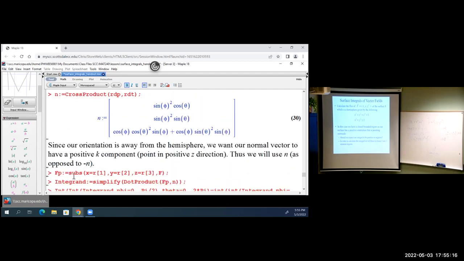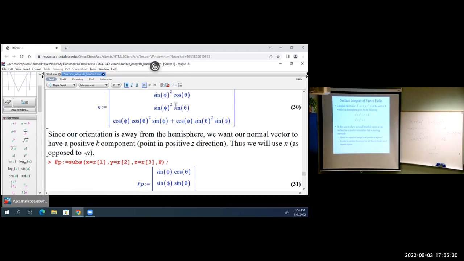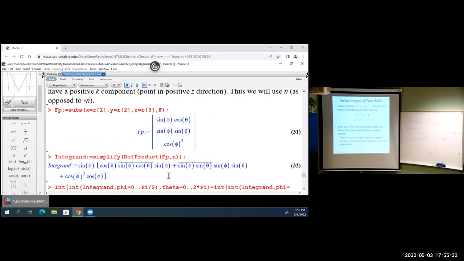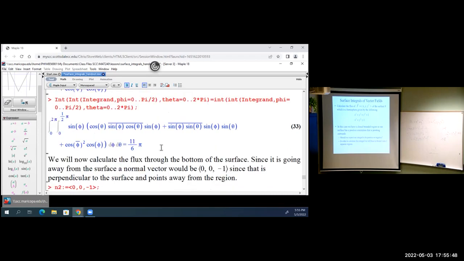Okay, so here, all I'm doing now is I'm subbing my parameterization into our vector field. So that's the given vector field, that x, y, z squared, with our parameterization plugged in. The integrand is the dot product of this vector and this vector. Maple didn't simplify it as much as I would like, but that's okay. We would have had it looking a little cleaner by hand. Now, again, my limits, phi just goes from 0 to pi over 2, theta from 0 to 2 pi, and we integrate. And we get 11 pi over 6. All right, so that is for that top half of the sphere.